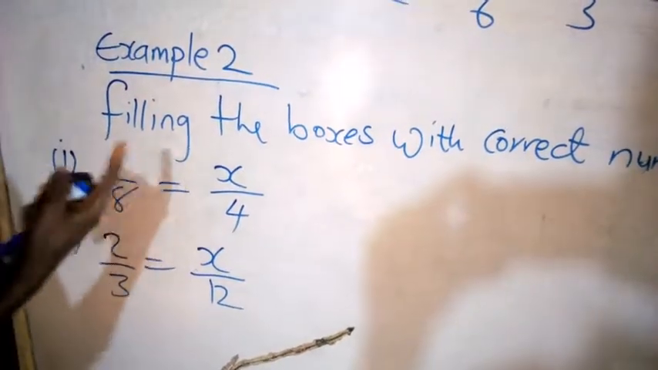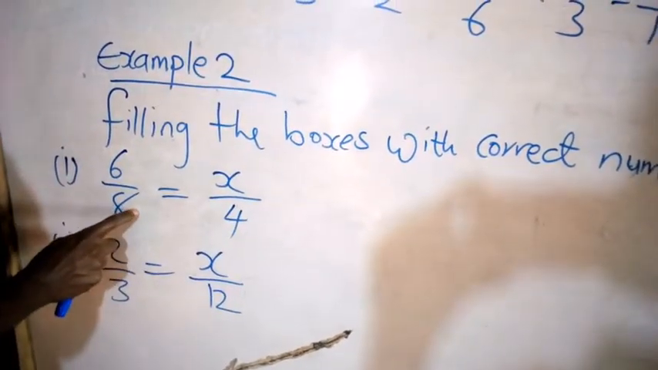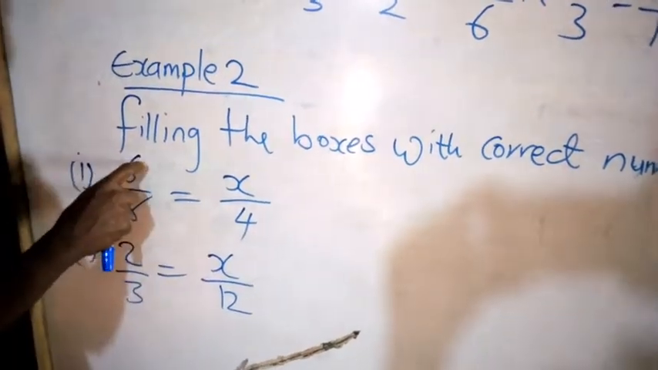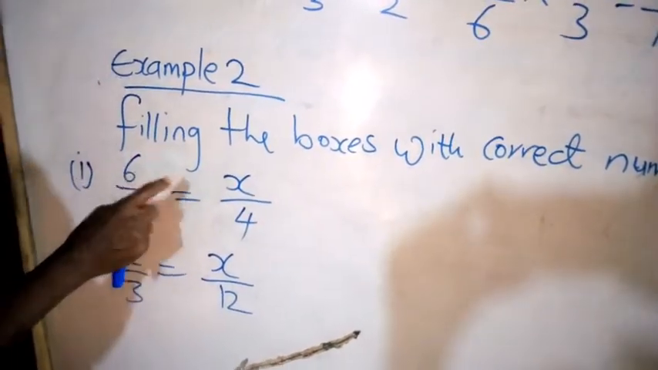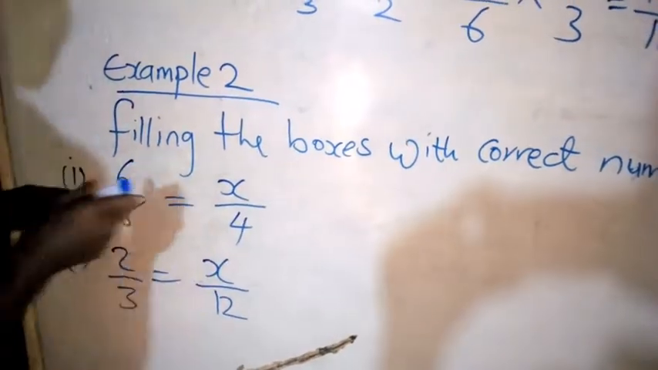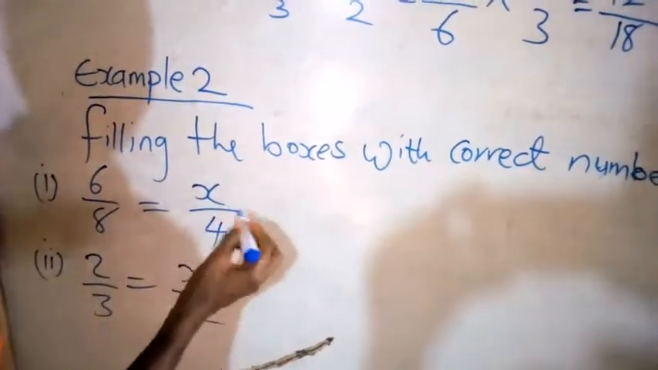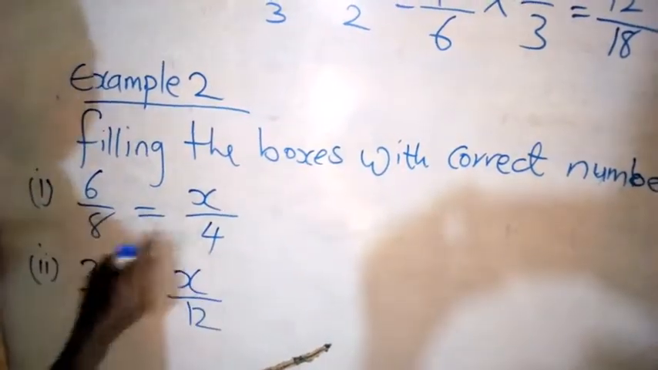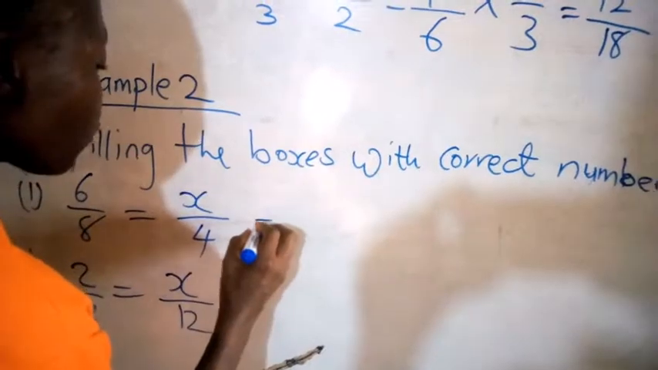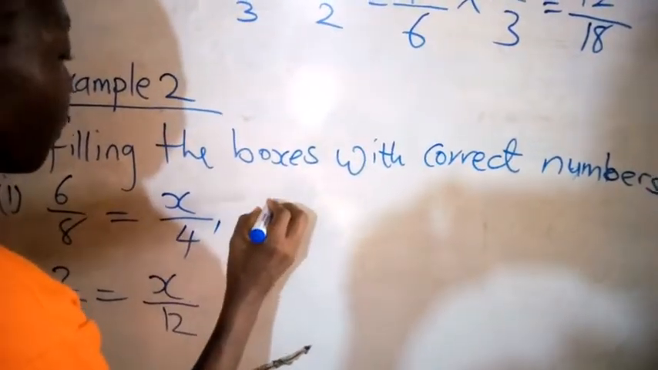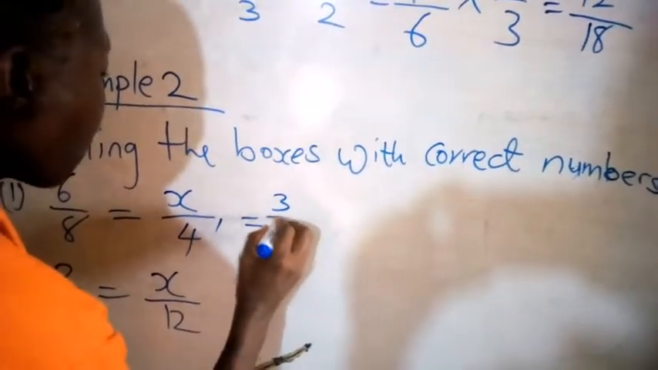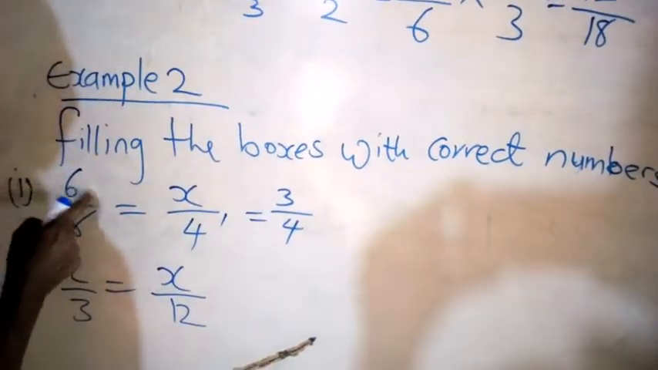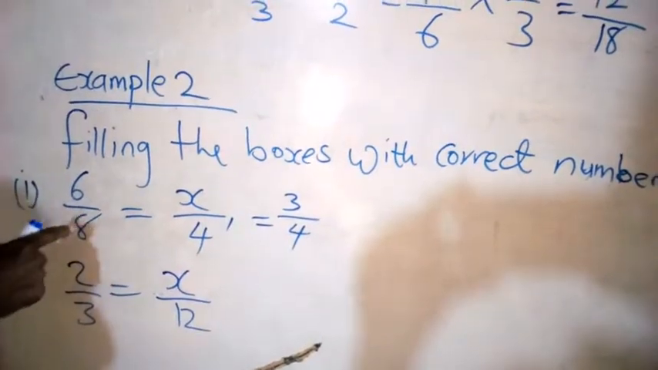The number is 2, which means 8 divided by 2 is 4. It means 6 divided by that same 2 will give us 3. So my x here will be equal to 3. Therefore, 6 over 8 is equal to 3 over 4, because we use 2 to divide this number.